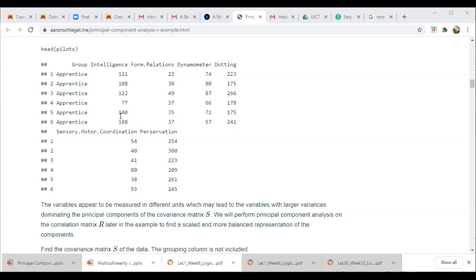Take a look at this. The range of intelligence is from 77 to 140, but look at the range for formulation: it is from 22 to 49. So we don't want a situation whereby intelligence will dominate this, and that is the reason why we need to standardize. When we standardize, then we can obtain the variance covariance matrix or the correlation matrix, and that's exactly what I'm trying to talk about right here.